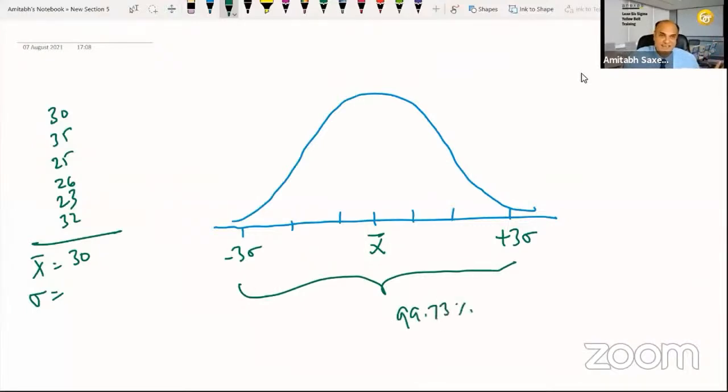99.73% of the population lies between plus and minus 3 standard deviations. What does it mean? I collected the data: 30 minutes, 35 minutes, 25 minutes, 26 minutes, 23 minutes, etc. The average is 30 and the standard deviation, let's say, 5 minutes. Now, how many days of sample did I collect? 6 days of sample.